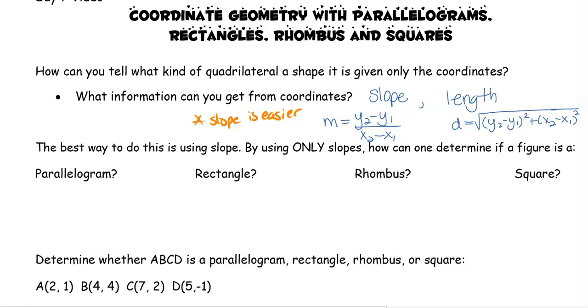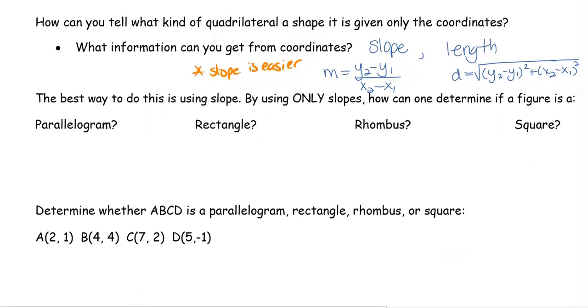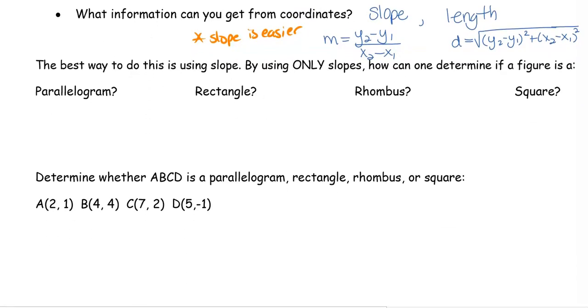What we're going to do today in the coordinate world is learn how to determine whether a shape is just a parallelogram with no additional properties, or a rectangle, or a rhombus, or a square based only off of coordinates. Now we could do this with length because I know opposite sides have to be congruent, but that's a lot of work. So there's more ways to do this than just what I'm showing you. What I'm going to show you is the easiest way to do this, and the easiest way is based only on slope.